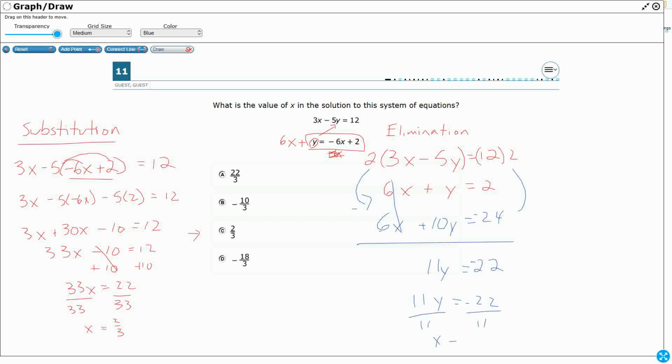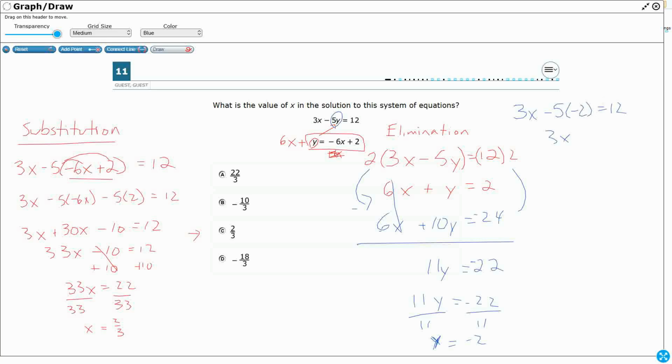So y equals negative 2, but look what we did. We solved for y. So that's just one step of the process. I'm looking for x. Now, that doesn't mean we did anything wrong. I just need to substitute this back into something. So you can do it into either one. Let's use this one right here. So let's do 3x minus 5, and then I'm going to do a negative 2 equals 12.